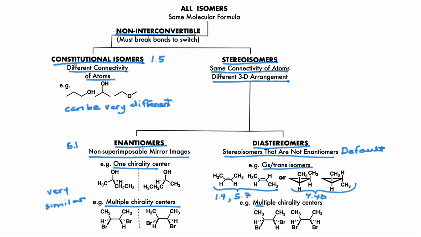Compounds with multiple chirality centers can also be diastereomers. We study this in topic 5.4. These two molecules are not identical and are not enantiomers, so they are, by default, diastereomers. Diastereomers tend to be somewhat different from each other in their physical and chemical properties.